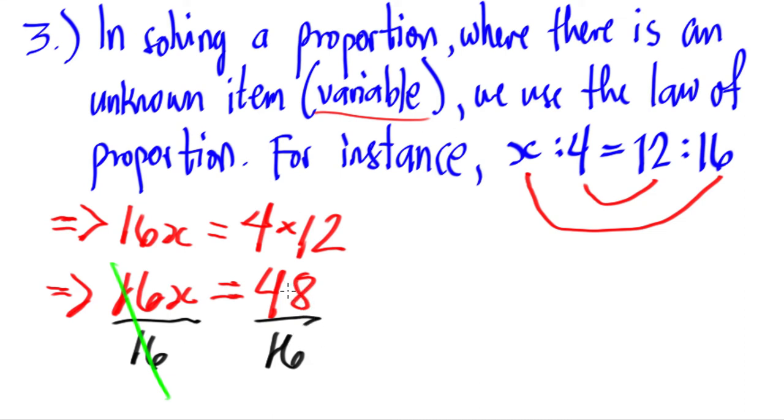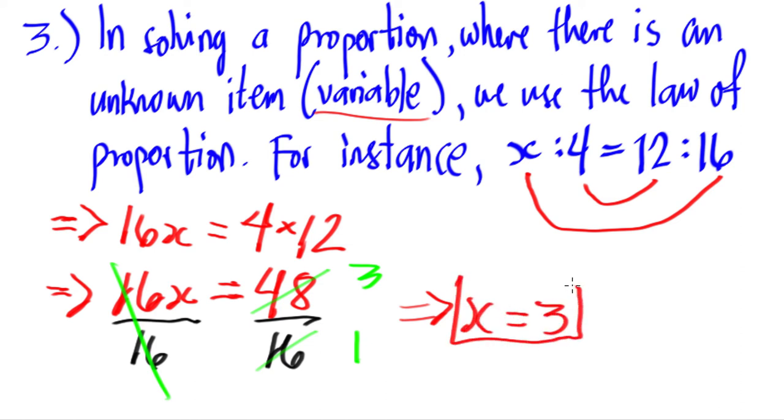How many 16s are there in 48? If we cancel this, this becomes 1. We can also cancel this. This becomes 3 actually. So there are 3 16s in 48. You can use the multiplication table for 16 to know that. We now have 16, 32, and then 48. And then I think we can arrive at our answer. Therefore we can say that x is equal to 3.